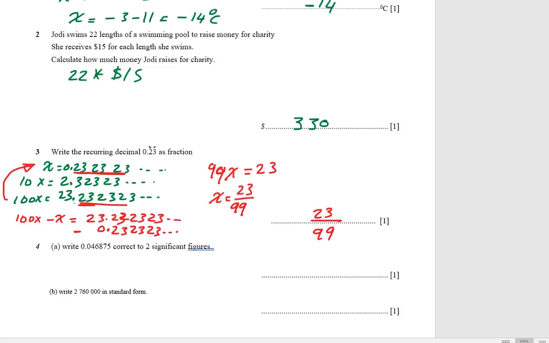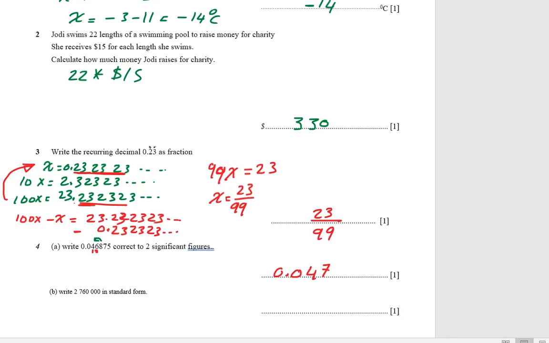Okay. Write this number correct to two significant figures. So again, this is the first number and then the second one. So the answer will be 0.047, because this 8 will add 1 to the 6.